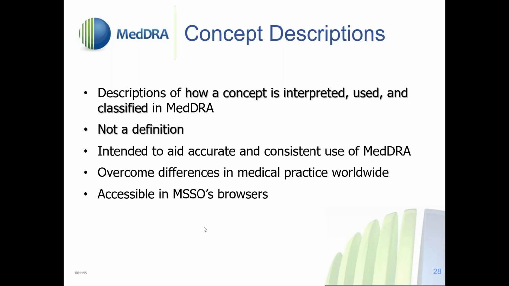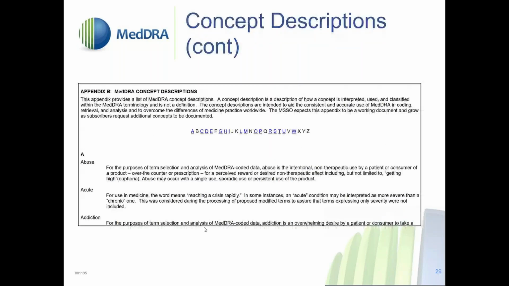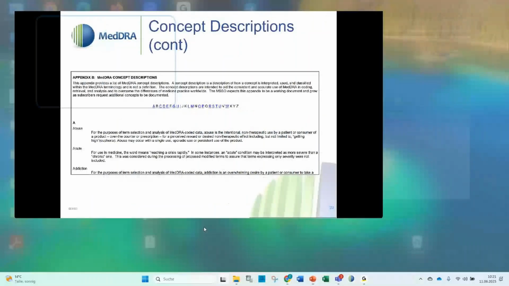You will find the concept descriptions in Appendix B of the MedDRA Introductory Guide, but you can also access them in the MSO MedDRA browsers. If you click on the corresponding icon of the MedDRA browser, this window will open. You can then select the appropriate section to view as the concept descriptions are sorted in alphabetical order. So let me show you how to find them.